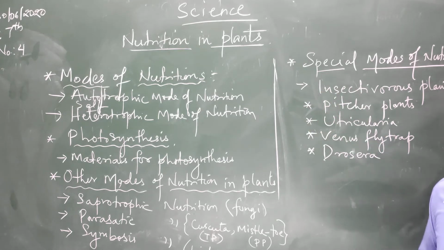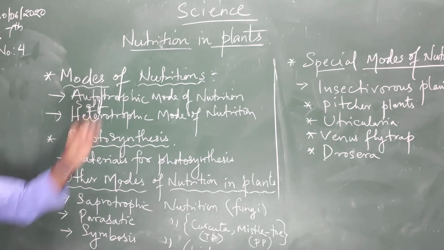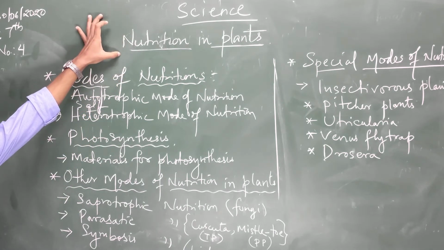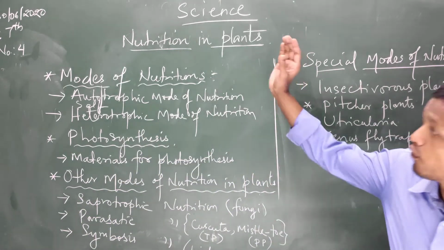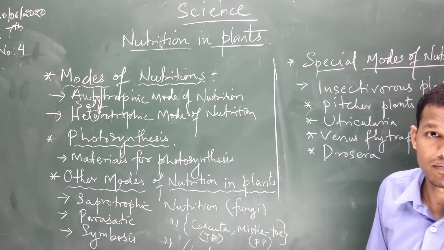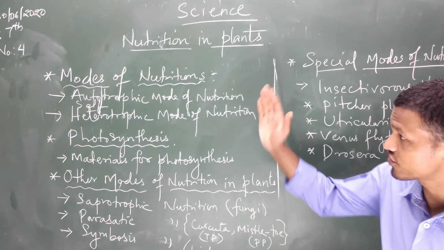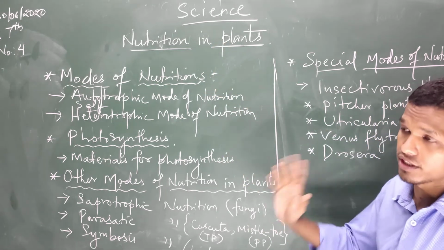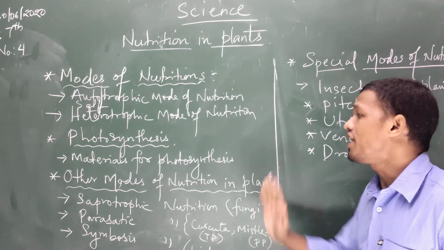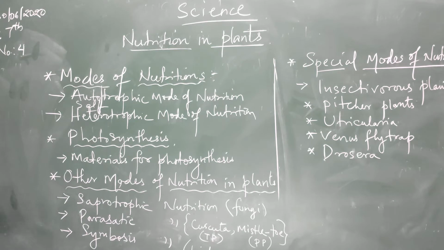Then next, photosynthesis. Why photosynthesis? Photosynthesis means we are talking about food. When the food is manufactured, where the food factory is present in the plant, how this food is produced, where it is stored. To understand nutrition better, we have to know photosynthesis. Why is it called photosynthesis? We will understand better if I explain.